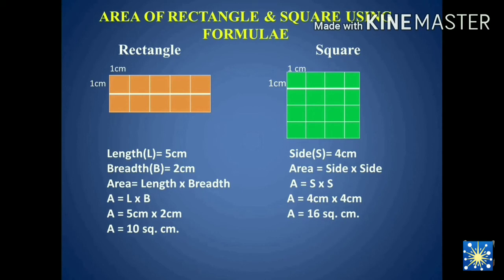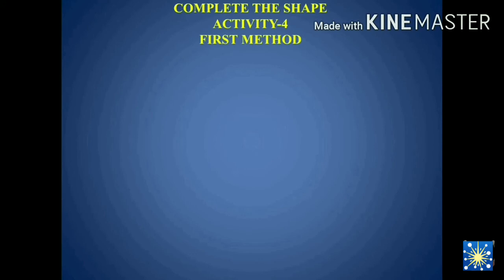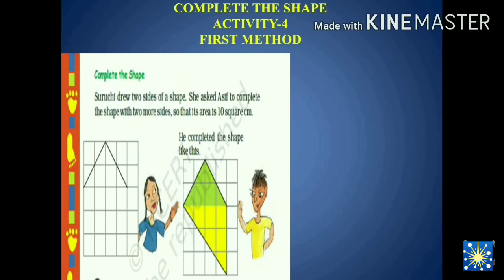Students, next topic is complete the shape. Here I have taken an activity from your book in which Suruchi drew two sides of a shape. She asked Asif to complete the shape with two more sides so that its area is 10 square centimeter. So here Asif draw two lines to complete the figure having area 10 square centimeter like this.